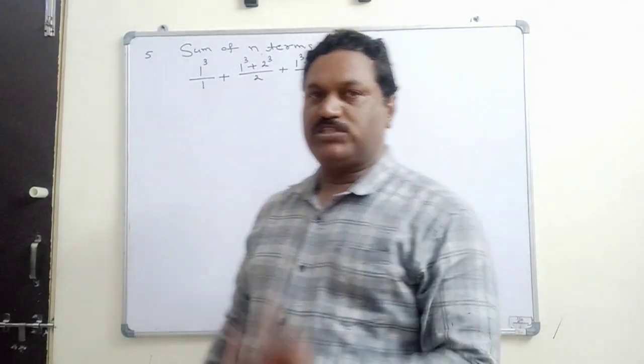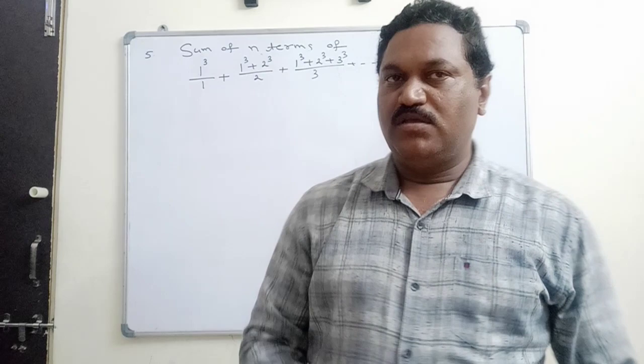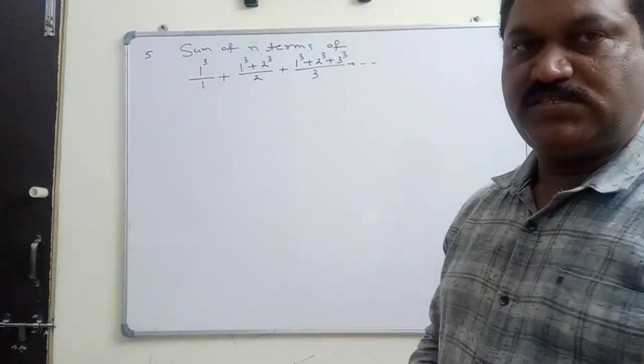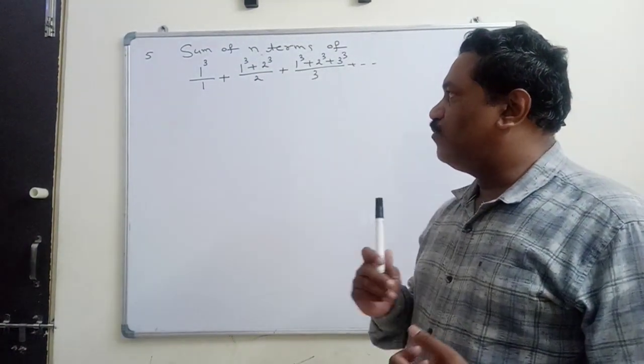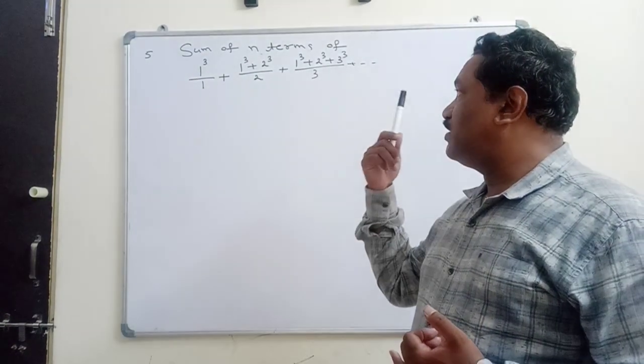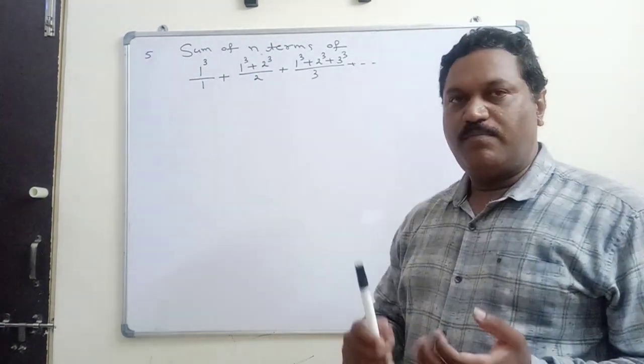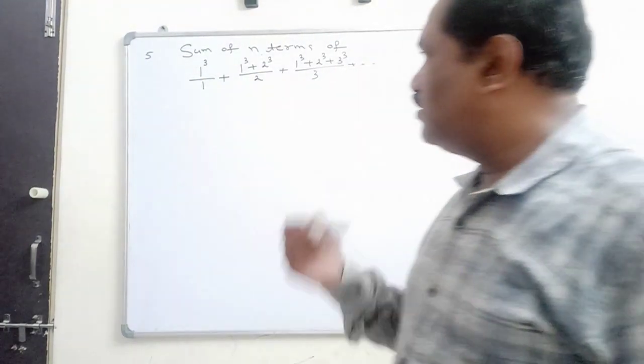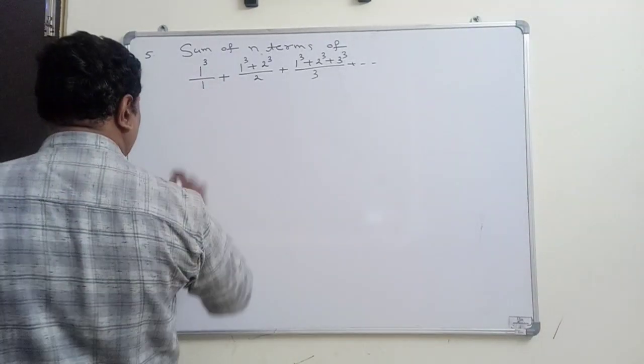Again observe the next problem. So we have to find the sum of the n terms of that series. So it is 1 cube by 1, plus 1 cube plus 2 cube upon 2, plus 1 cube plus 2 cube plus 3 cube upon 3, plus and so on. To find the sum of the series, here also the procedure is the same.